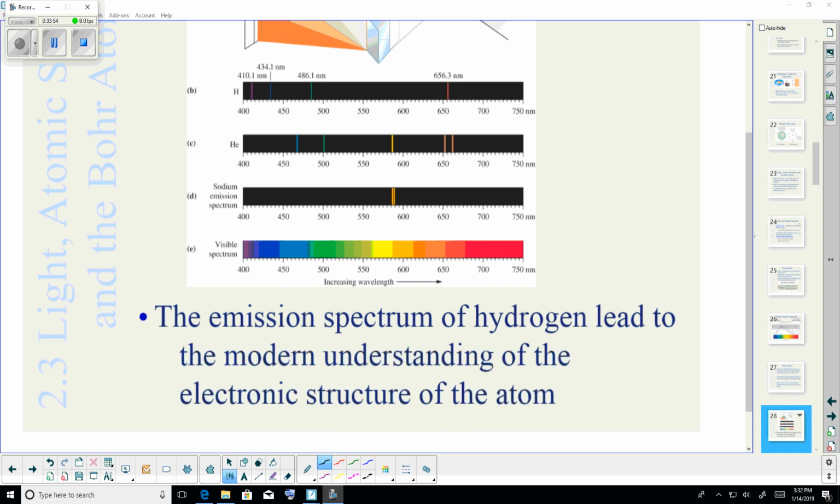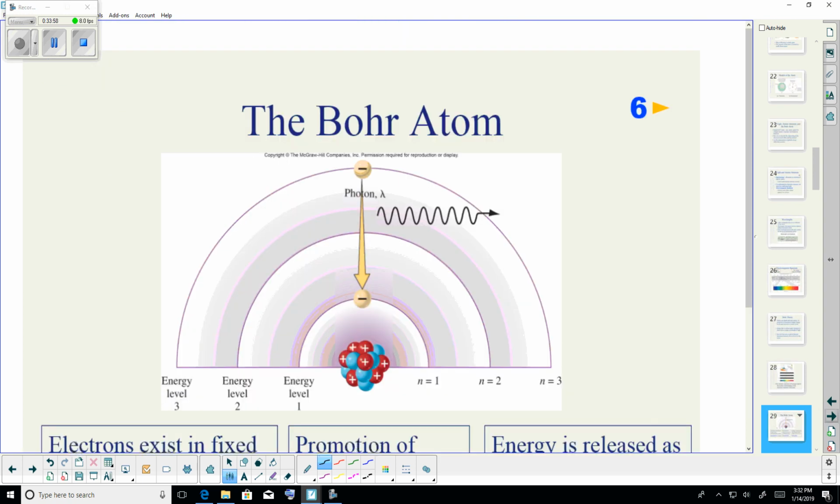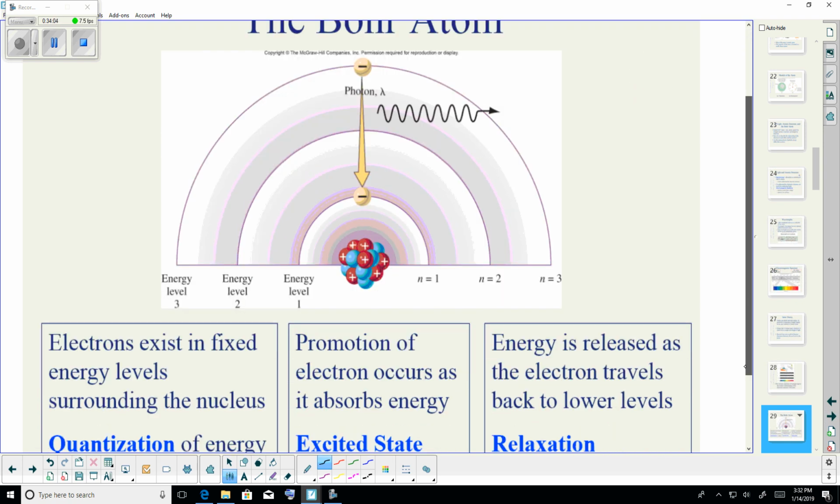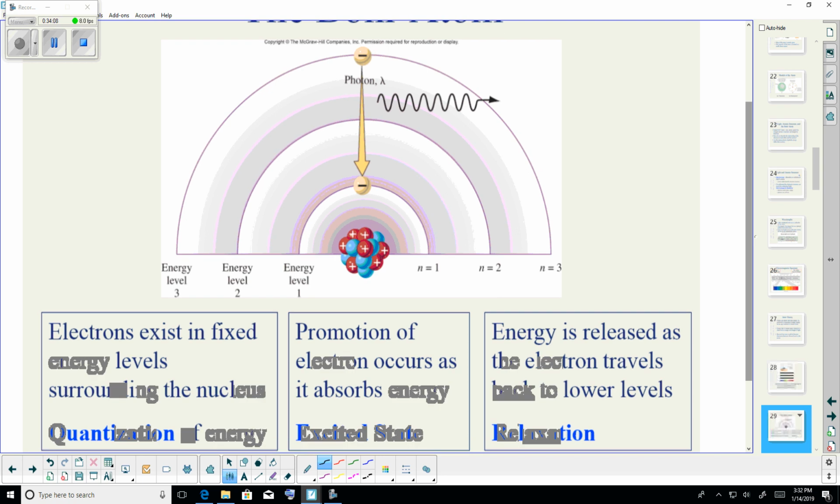And we're back. And we're just looking at hydrogen now. So electrons exist in fixed energy levels surrounding the nucleus. That's called quantization of energy, quantum levels. When we promote one, it absorbs energy. That's the excited state. When it goes back to the ground state, it's called relaxation, and it emits a photon of a certain wavelength, depending on where these levels are. So you have energy levels 1, 2, and 3. You can imagine it takes more energy to get to 3 than to 1. So when it relaxes from 3 to 1, it's going to give you more energy out.